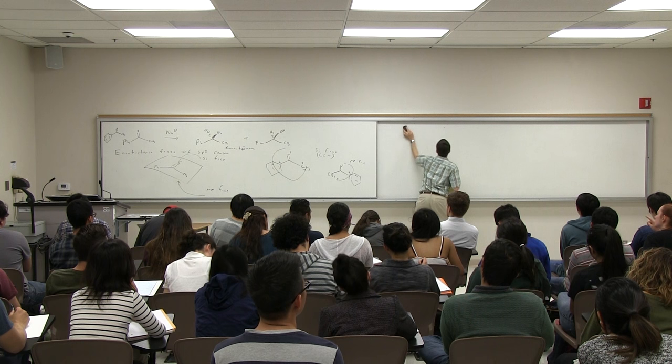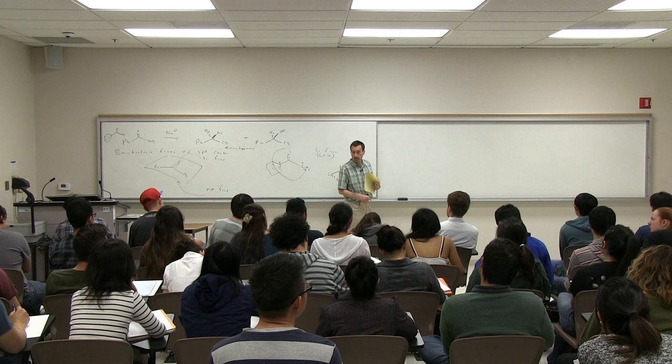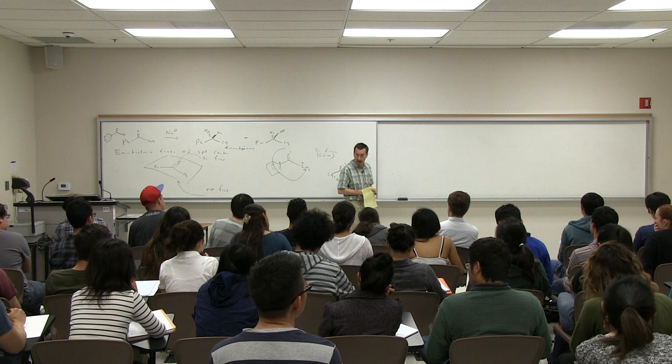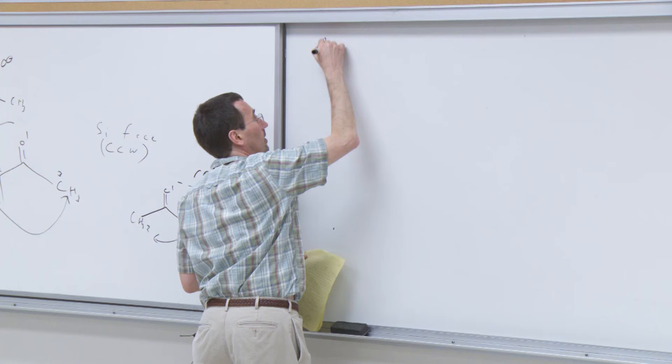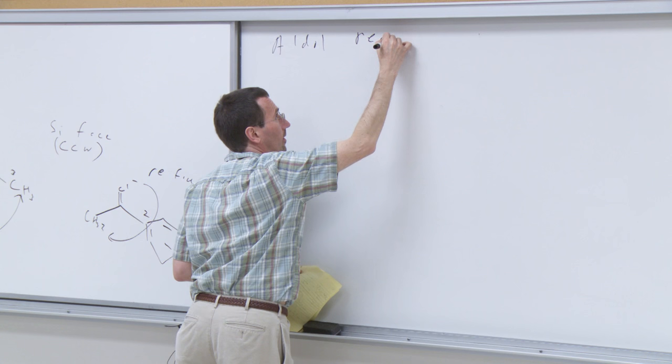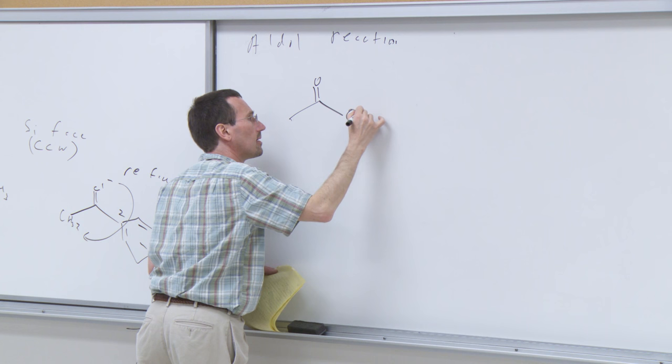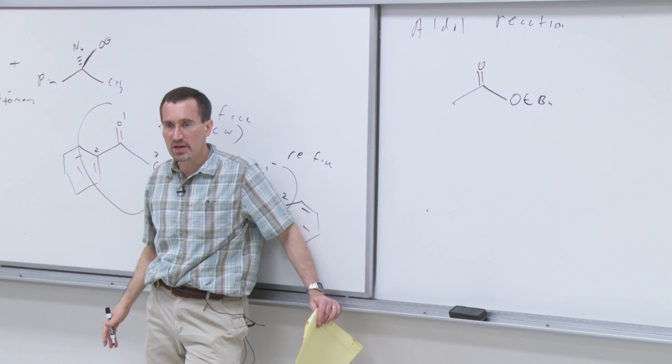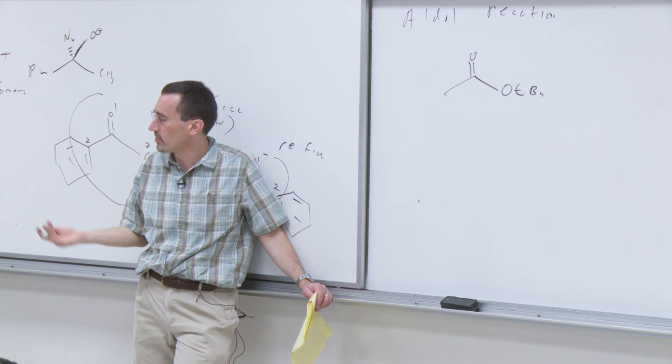So let us start with a simple aldol reaction of acetophenone. I'll take, say, tert-butyl acetate as our nucleophile, make an enolate of it, and add it to acetophenone. So we'll take tert-butyl acetate. For those of you who had Chem 160, that's the same molecule we used in the first lab of Chem 160 in an aldol reaction.